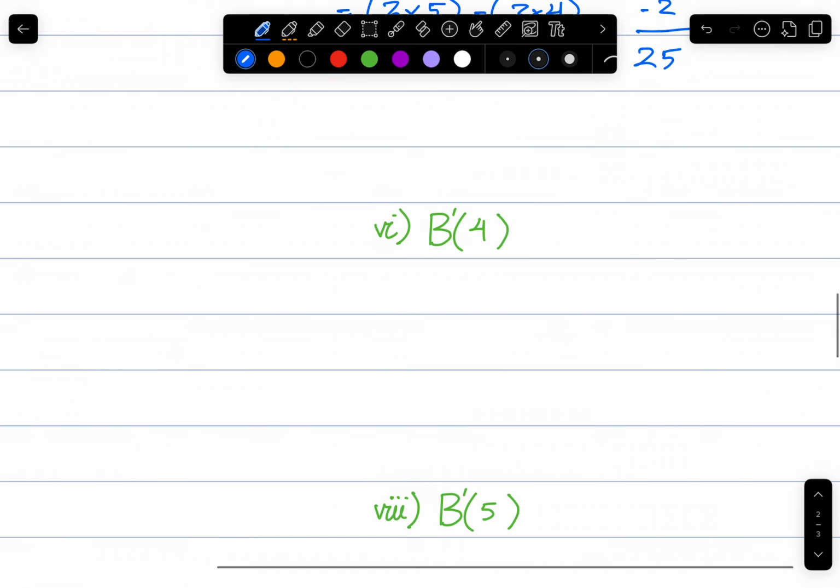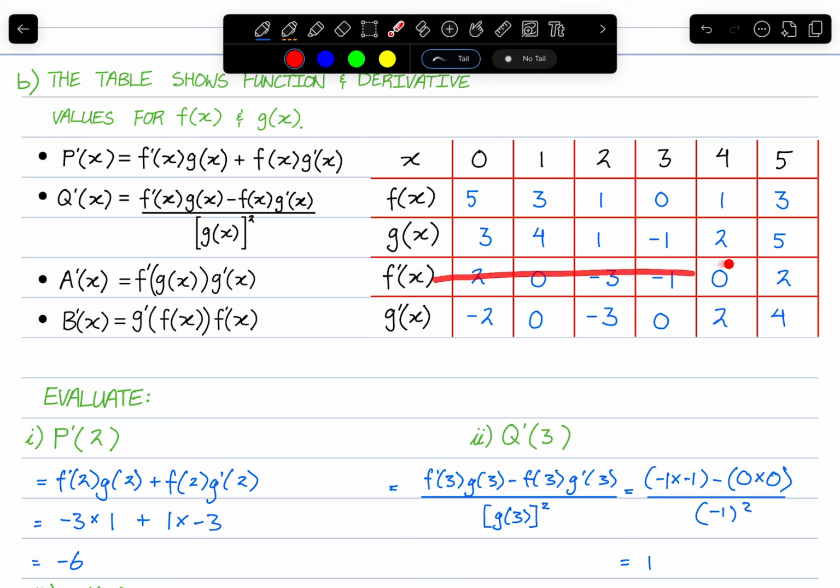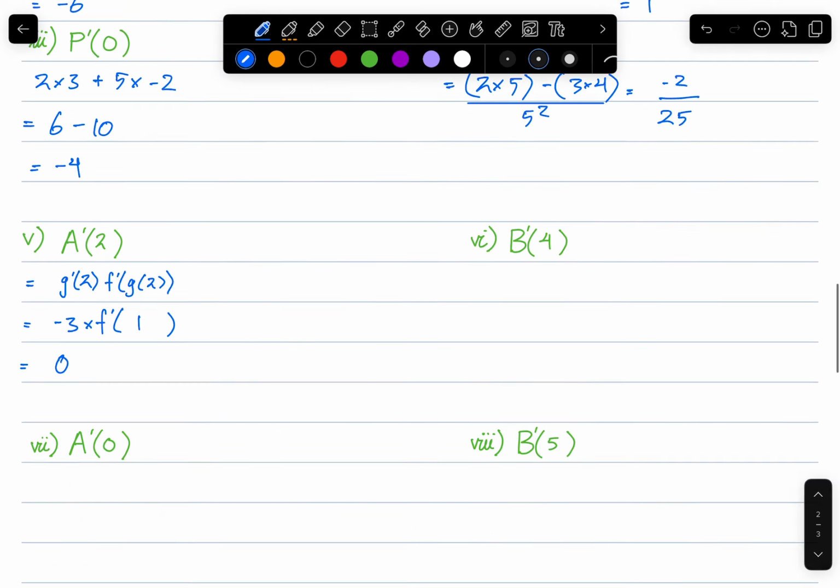Let's keep going. B prime of 4. Well, B prime is this one. And this one we can actually do all in our heads here. B prime of 4 is going to be f prime of 4, which is 0. So I actually don't even need to check the remainder of this, because f prime of 4 is automatically 0 times everything. This is just immediately 0.